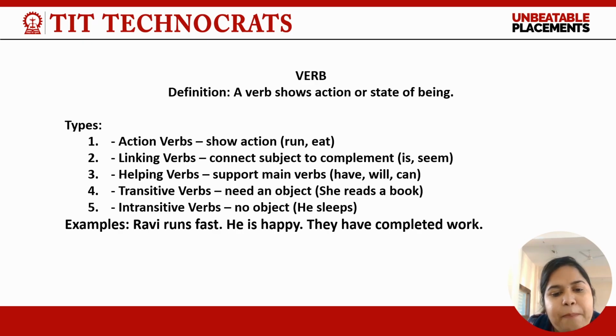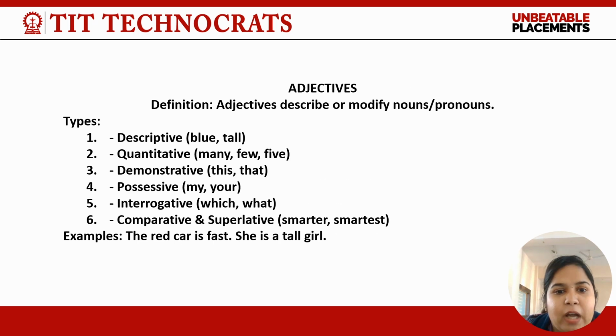Another example is he is happy. Here is a linking verb. They have completed work. Have is the best example of a helping verb. Now, you have already got the idea what the verb is all about. Now, let's have a look at adjectives, where the definition of an adjective is that an adjective describes or modifies nouns or pronouns.